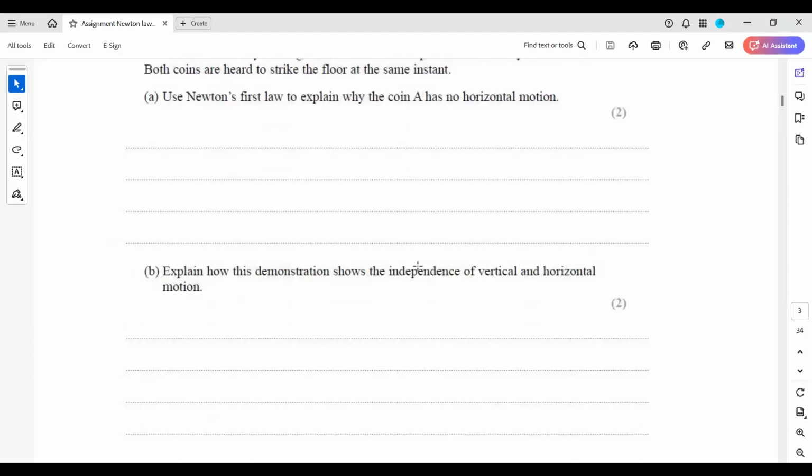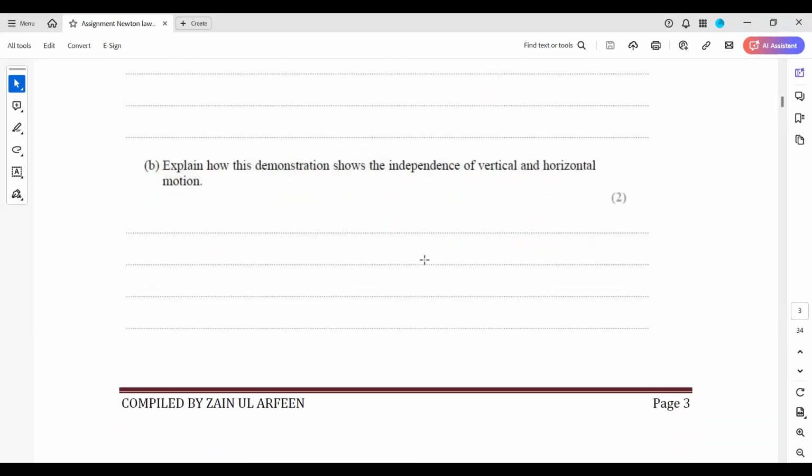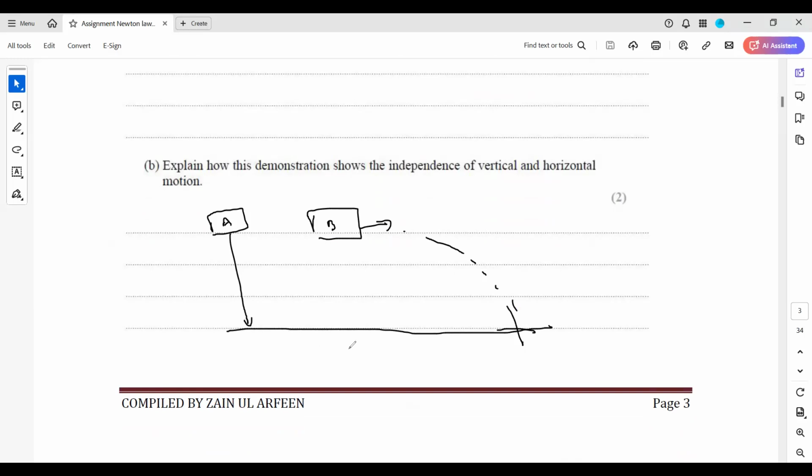Then how does this demonstration show the independence of the vertical and horizontal motion? One coin just moves vertically, the other coin moves horizontally and follows the trajectory of a projectile. But as I mentioned, both hit the ground at the same time. So how does it show that the horizontal and vertical motions are independent of each other?